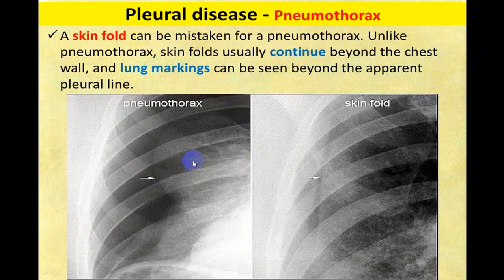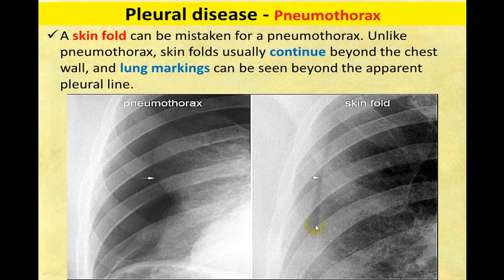Now if you look here, can you see this border? This is a part of the lung. This is a part of the lung. Beyond this, you see a radiolucency, but you cannot see the lung markings, that is, what we call vascular markings. So this is because of pneumothorax.